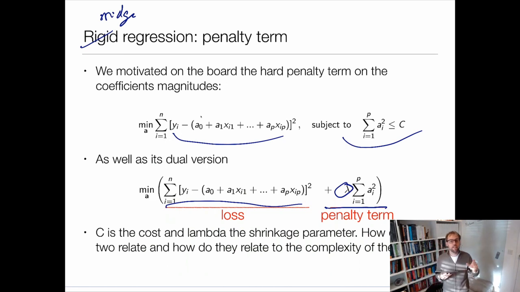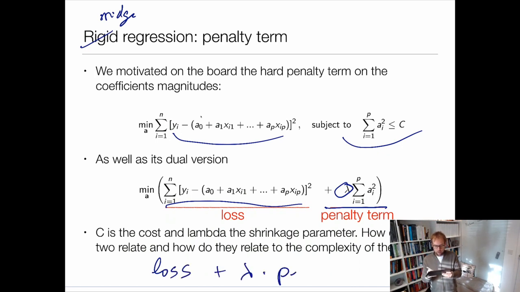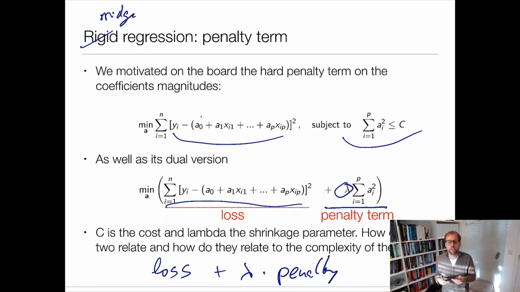And this structure is a very generic structure. You will see that whatever fancy machine learning model we do later, it will always decompose into some optimization over a loss function plus shrinkage times penalty. It will always have this form here. And this is something very useful to keep in mind.